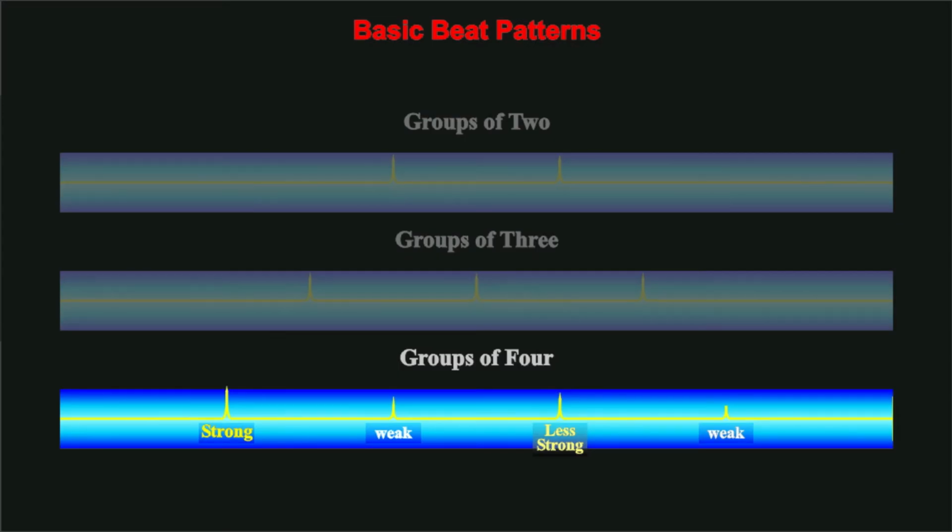When beats are grouped in sets of 4, the first beat is strong, the second beat weak, the third beat less strong, and the fourth beat weak. See if you can hear the difference between a group of 2 and a group of 4 when the group of 4 is exaggerated in our excerpt from Bach's Invention.